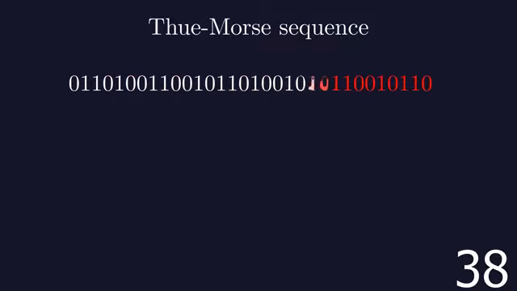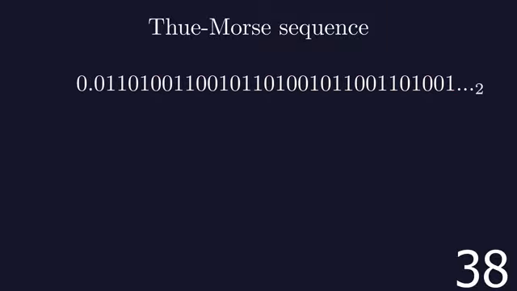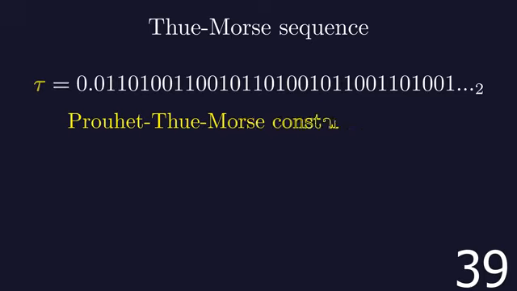If we write the Thue-Morse sequence as a binary fraction, we obtain the Prouhet-Thue-Morse constant. In the decimal system, this constant is approximately 0.41.